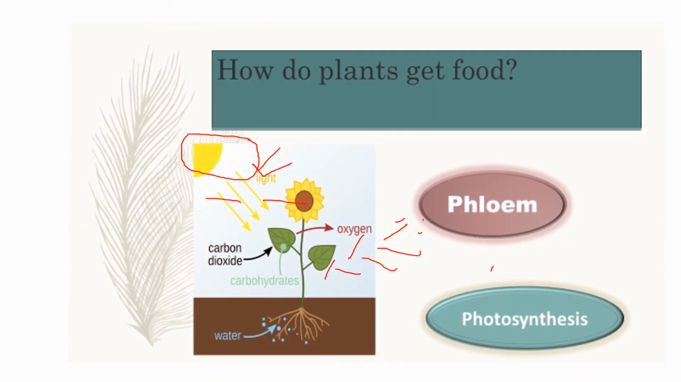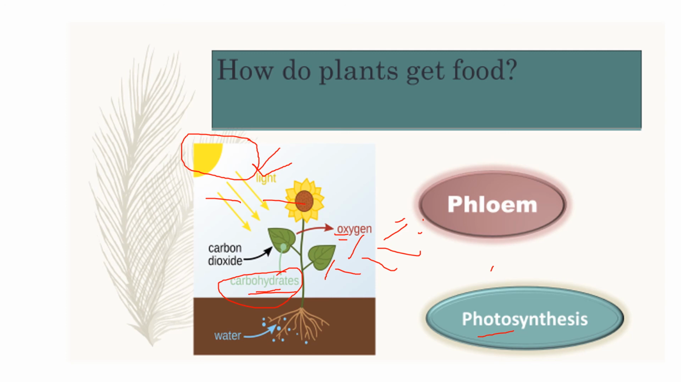And now, how do plants get food? We know this process, photosynthesis. What is photosynthesis? In the presence of sunlight, plants use carbon dioxide and water and make starch, a carbohydrate, as their food, and release oxygen. So this carbohydrate which they make is the food of the plant.